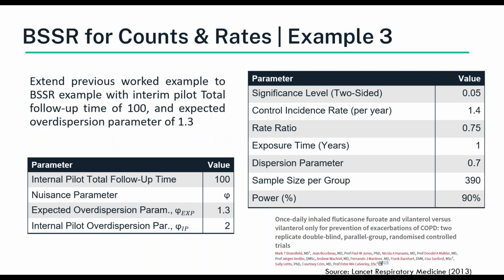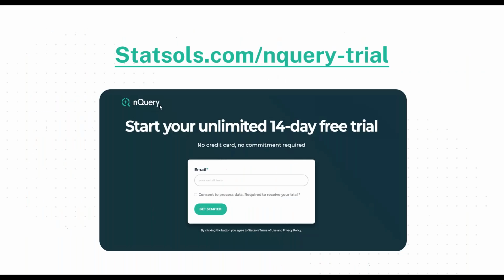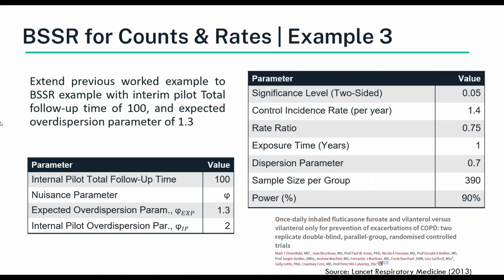So this is the particular example that we'll be looking at. Once again, this is a completely hypothetical example, just for the sake of illustration. So now, instead of assuming a dispersion parameter of 0.7, we're going to be assuming an over-dispersion parameter of 1.3. So that will be the expected over-dispersion parameter.